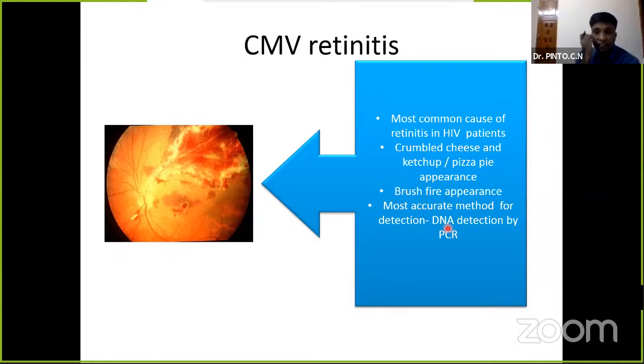So the most accurate method is, if you take any fluid from the vitreous cavity or from the anterior chamber and subject it to DNA detection by PCR, that is the most accurate and the rapid method for diagnosis of CMV retinitis.